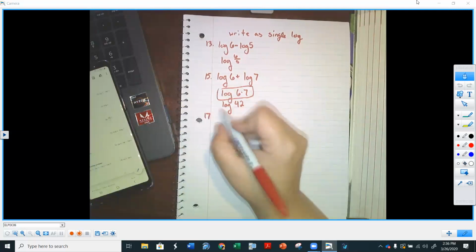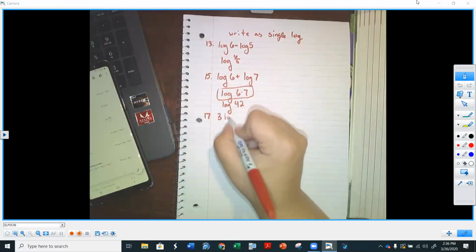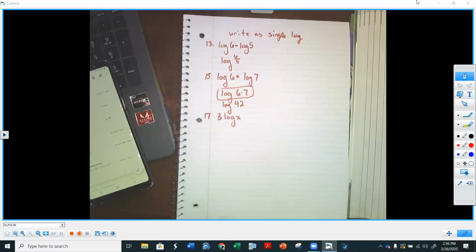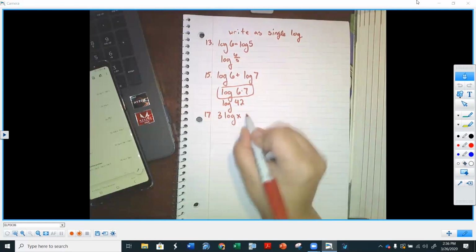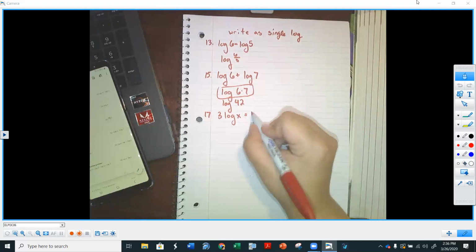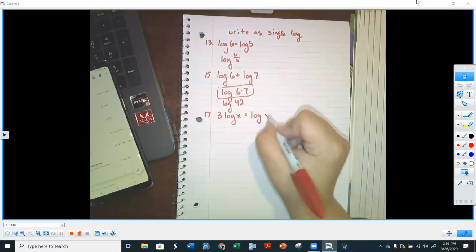Number 17 is going to be 3 log x. So what we're going to do with this 3 out front is move it to the power of x. So your answer really is just log x cubed.